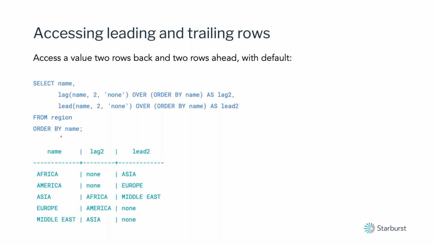And so if we look back 2 rows, both for Africa and America, there are no rows behind them, 2 back. And for Europe and Middle East, there are no rows 2 ahead of it. And then Asia, the row 2 back is Africa. The row 2 ahead is Middle East.